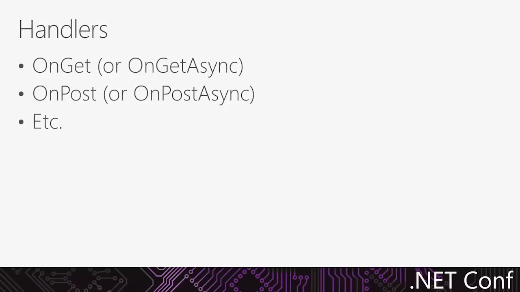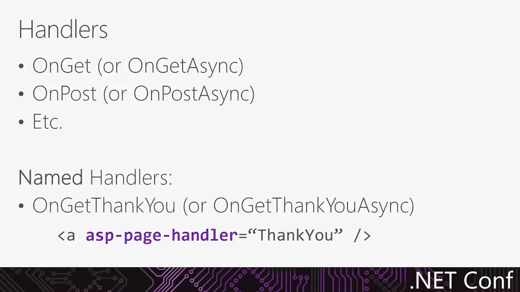Now, instead of actions, as we've already mentioned, Razor pages use handlers. Handlers follow an event handler-like naming convention of OnVerb or OnVerbAsync. You'll most frequently see this used with OnGet or OnGetAsync and OnPost or OnPostAsync. In some cases, you'll want to have more than one handler for a particular verb on a particular page. In that case, you can use a named handler, specifying the name as part of the method name. For example, OnGetThankYou would be one option.